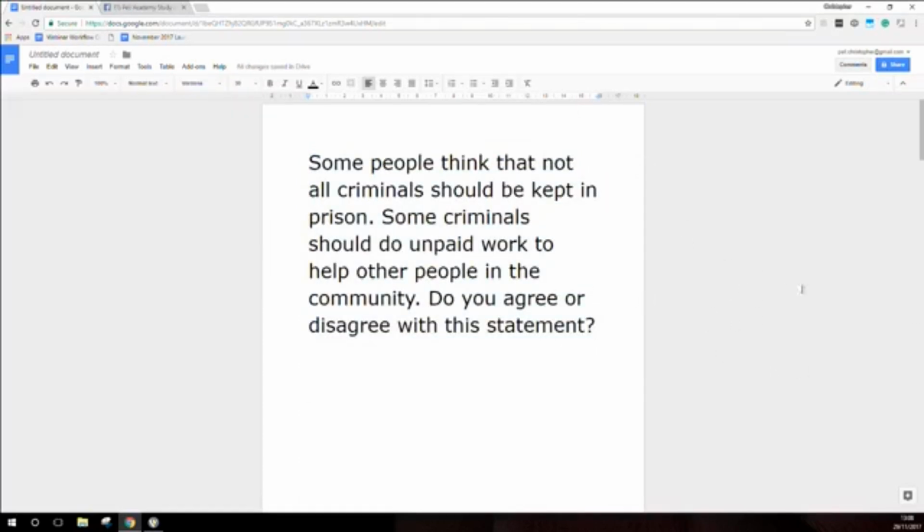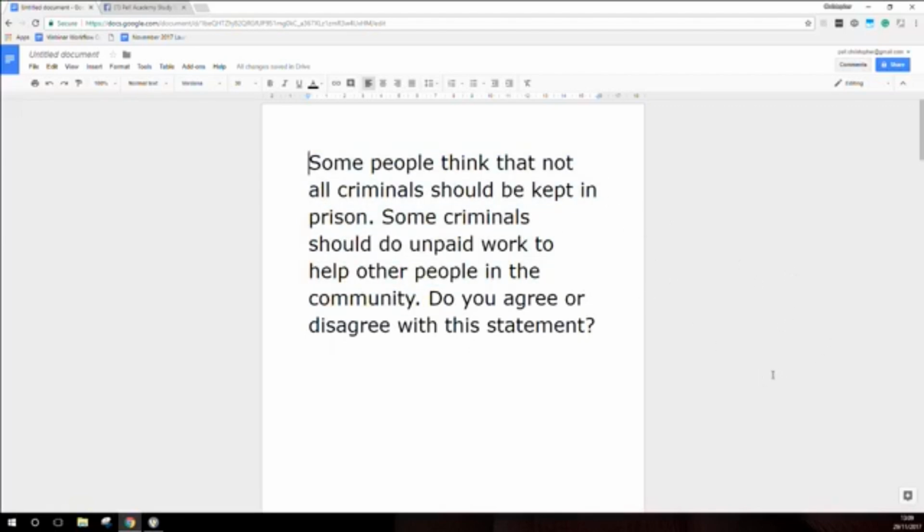There are 2 sentences, but it's not a discussion question. It's just an opinion question. First of all, I have to understand what this means. Some people think that not all criminals should be kept in prison. Some criminals should do unpaid work to help other people in the community. So it's about whether all criminals should be locked up, or whether they should help people and do unpaid work. It's a pretty standard question. It's not going to shock anyone, I don't think.